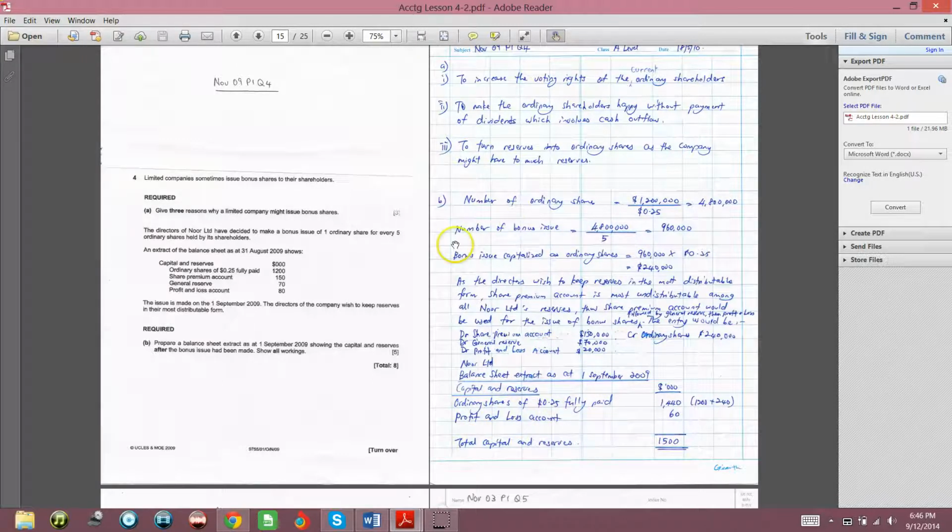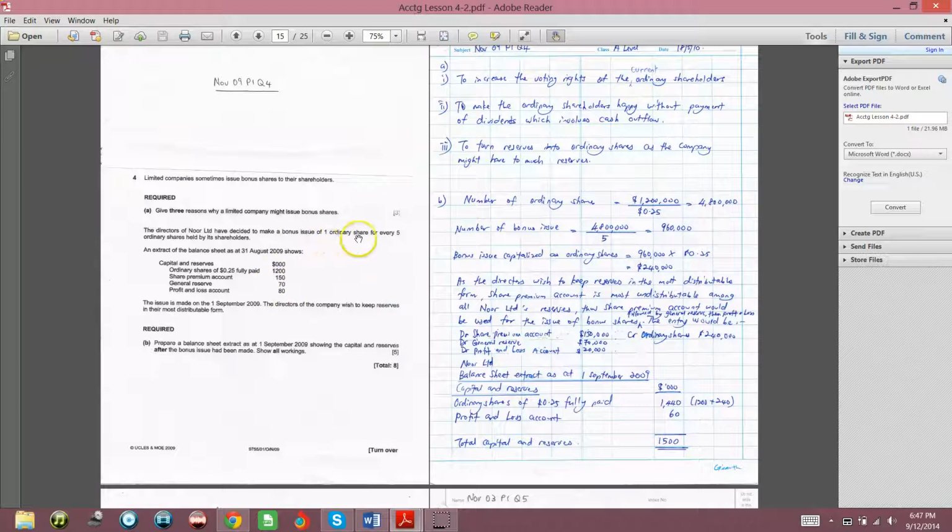So here this part is my working. The bonus issue is 1 share for every 5 ordinary shares held. The par value is 25 cents each, and the value is 1.2 million. So first I must find out the number of ordinary shares: 1.2 million divided by 25 cents. The number of ordinary shares is 4.8 million.